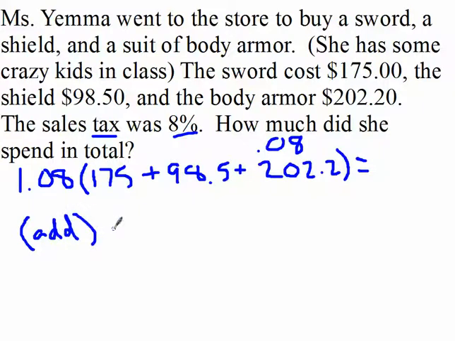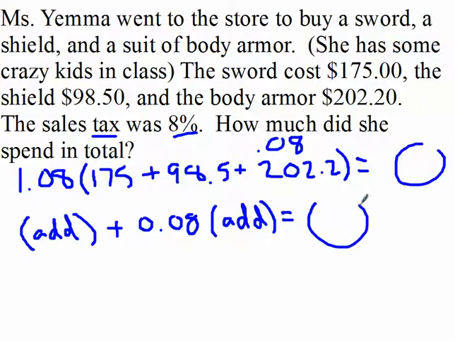Another way you could do it is you could add them all up. That would give you how much were just the items, and then multiply all of these numbers by that sales tax, 0.08, and that will give you the same answer as this. Whichever way you choose to do it, it does not matter, they will get you the same answer.